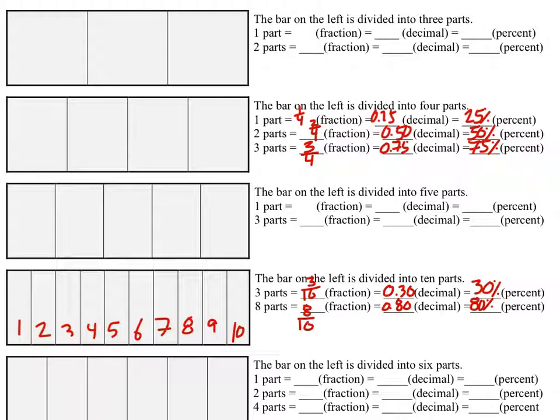So the second one, it's been split up into 3 parts. So the fraction for 1 part would be 1 part out of 3. And the decimal there would be 0.3 repeating. And then the percent would be 33.3 repeating percent. Now that's just for the percent. So let's look at 2 parts, which would be 2 out of 3 parts. So the decimal would be 0.6 repeat. So that'd be 66.6 repeat percent.